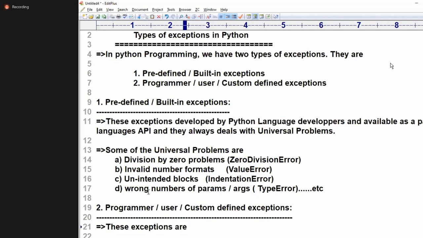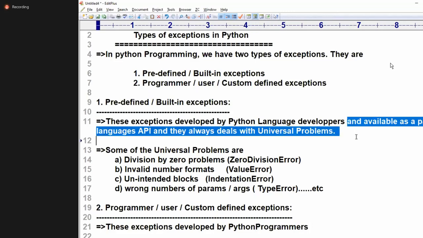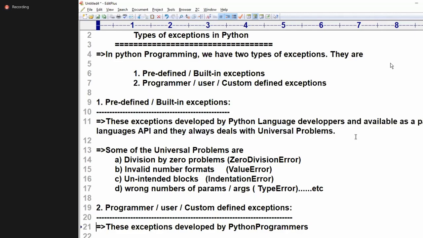And they are available as a part of Python project. Not in the API. You are not a developer of the language. Part of Python project. In your project, you have your exceptions, and they all deal with common problems. What are the problems occurring in the project you are developing? Now I am writing, some of the common problems are. I am giving some examples.